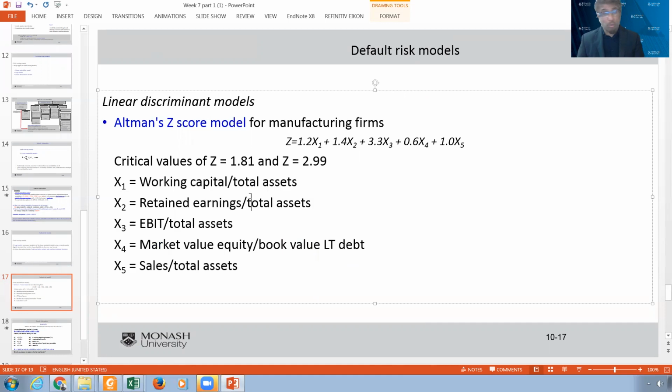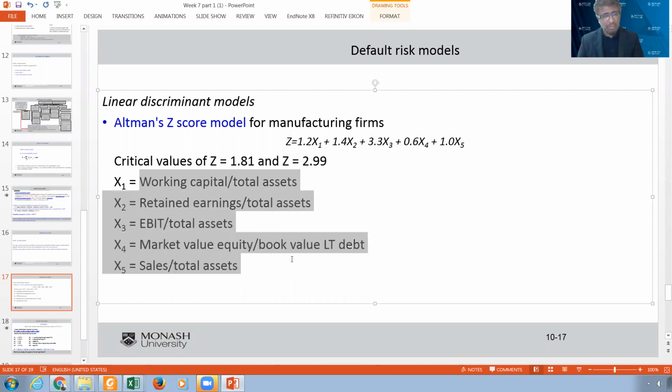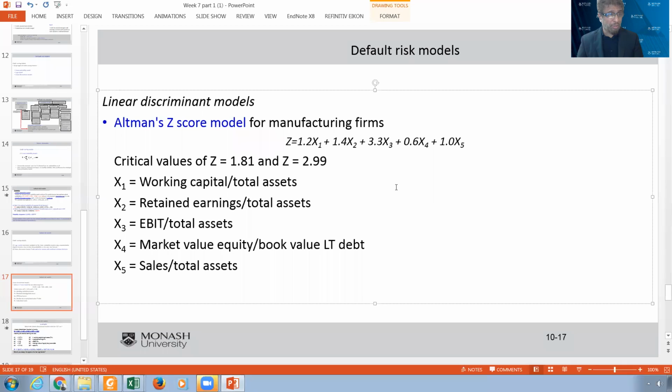And also you can calculate it from the balance sheet. So the first one, you have to take the working capital over the total assets. Then X2 is retained earnings over total assets. X3 is earnings before interest and tax over total assets. And X4 is the market value of equity over the book value of the debt. And X5 is the sales over the total assets. As you can see, all these numbers, you can find them from the company accounting numbers and financial reports. But how does the model look like? This is the model.